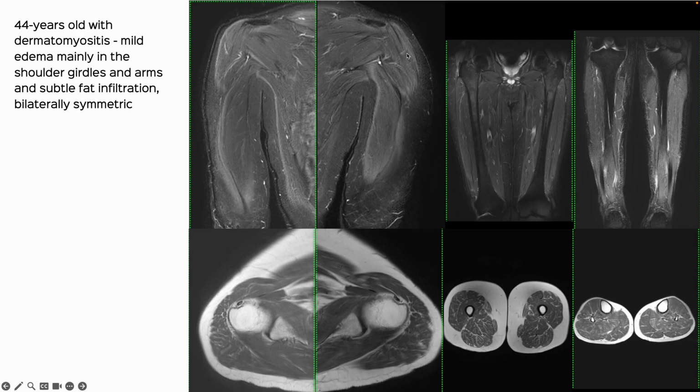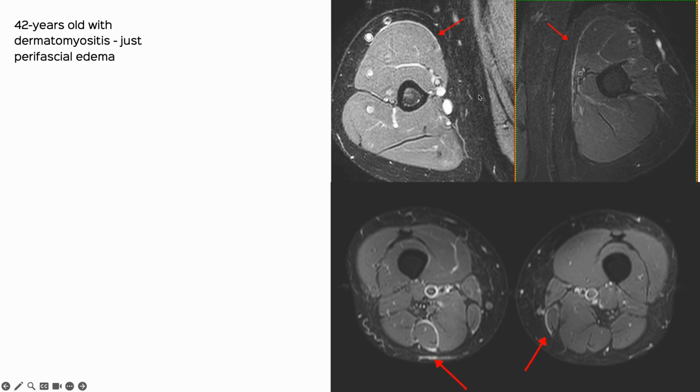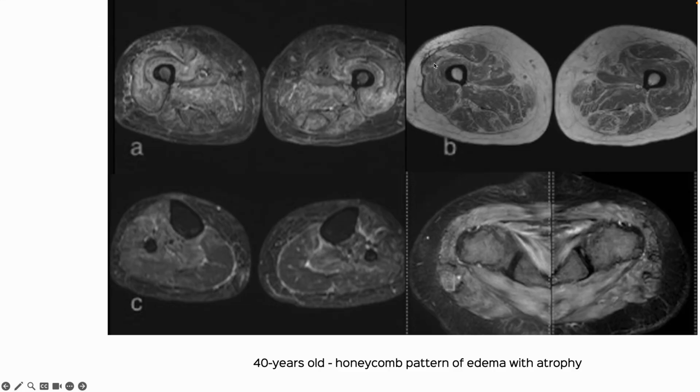And on the MR, there's mild edema of the shoulder girdle and arm muscles, but hardly any edema in the thigh and leg muscles. But there is mild atrophy, no significant fat infiltration in most of the muscle groups. One of the earlier findings in dermatomyositis is facial edema, which you can see here in this patient who was known to have dermatomyositis. The muscles don't show edema, but you just see facial edema.